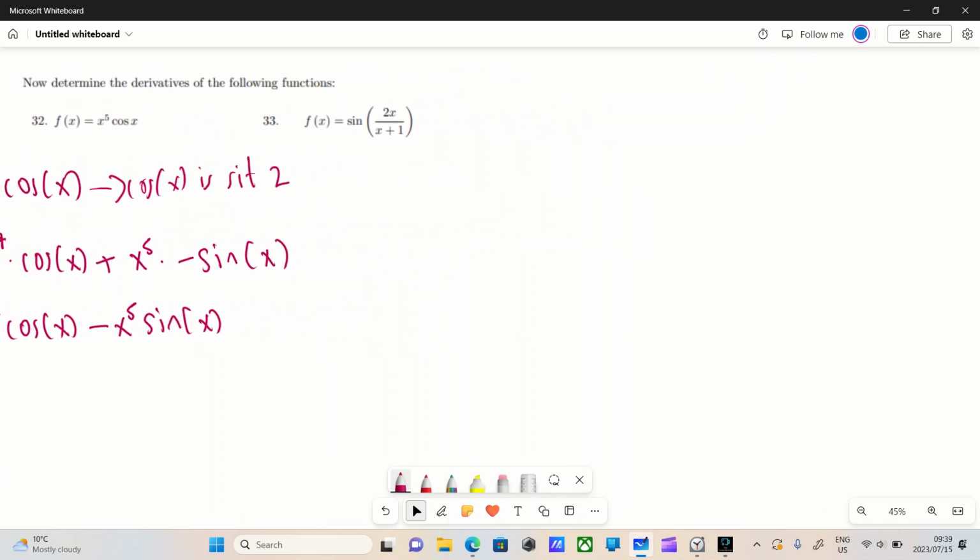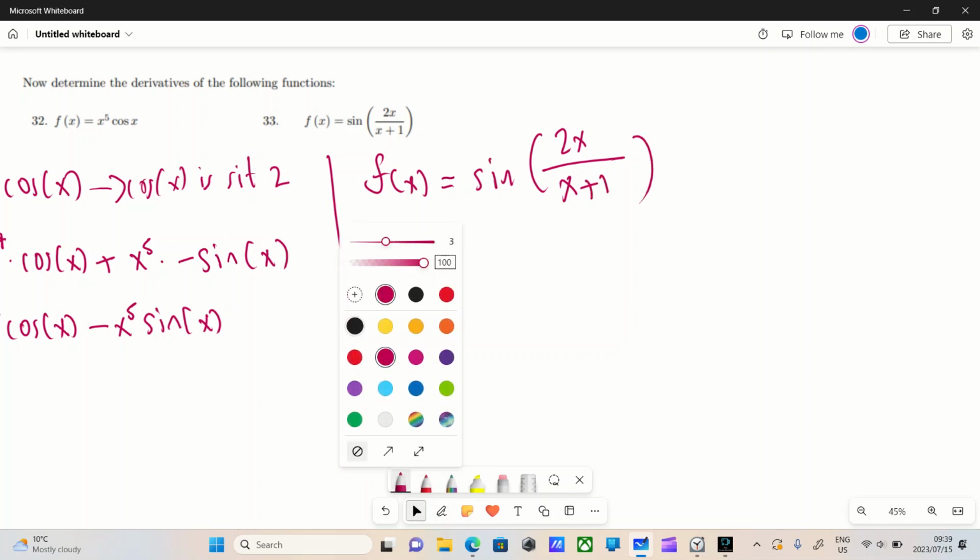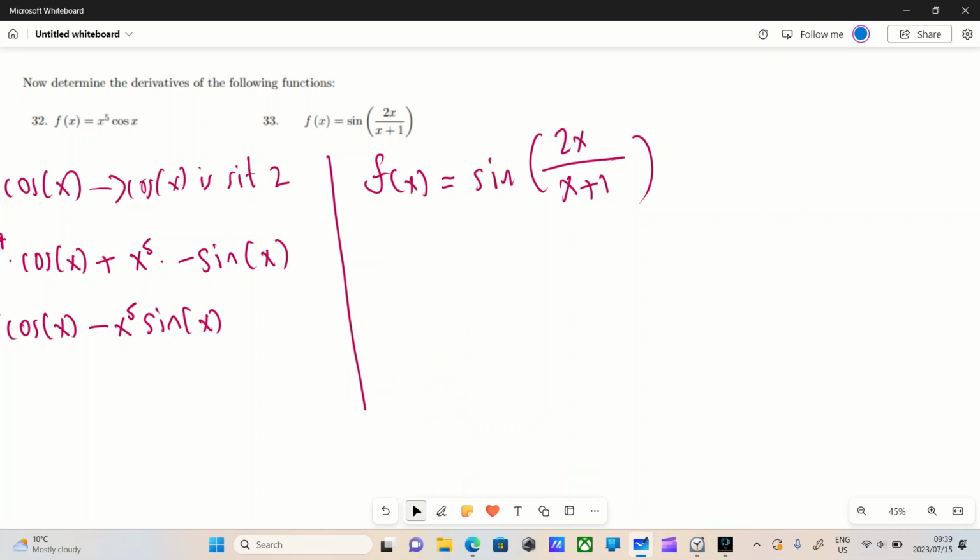Well, what about this one? We have f of x equal to sine of 2x over x plus 1. Notice, we have a trig function, but there is no constant. Therefore, situation 1 is ruled out. Second, we have a trig function, but we don't have a standalone variable. Therefore, situation 2 is ruled out. This only leaves us with situation 3, which states we must use the chain rule.